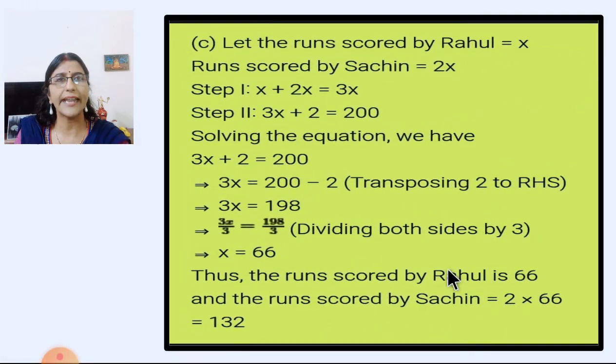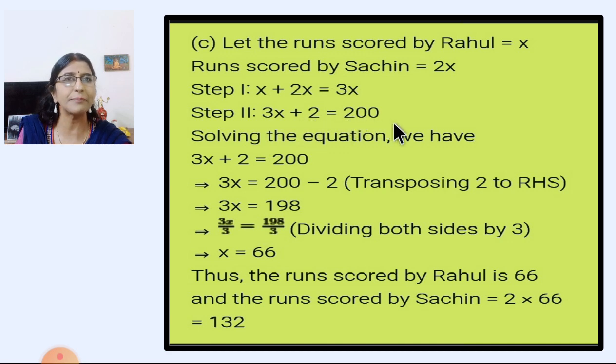Now first we will take Rahul's score as x. So let the runs scored by Rahul be x. Then Sachin scored twice Rahul's score, so it will be 2 into x, so 2x. Total runs will be x plus 2x, that is equal to 3x. And they fell short by 2 runs. So if you add 2 runs to the LHS of the equation, then on the right hand side we can write double century, and you know double century means 100 plus 100, 200. So 3x plus 2 is equal to 200.